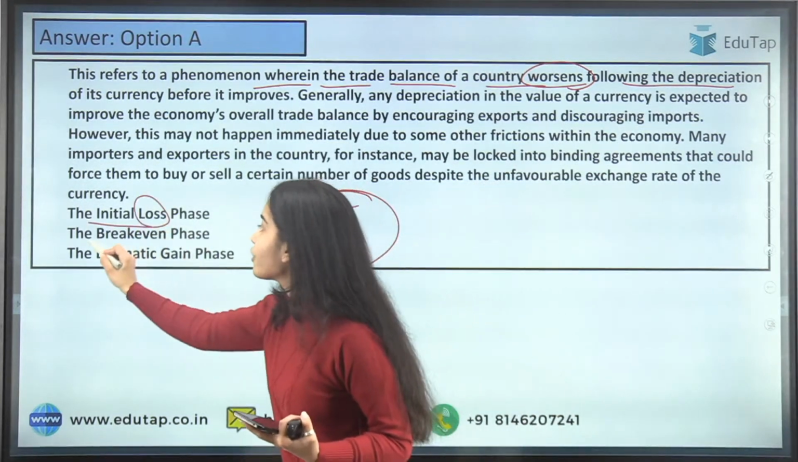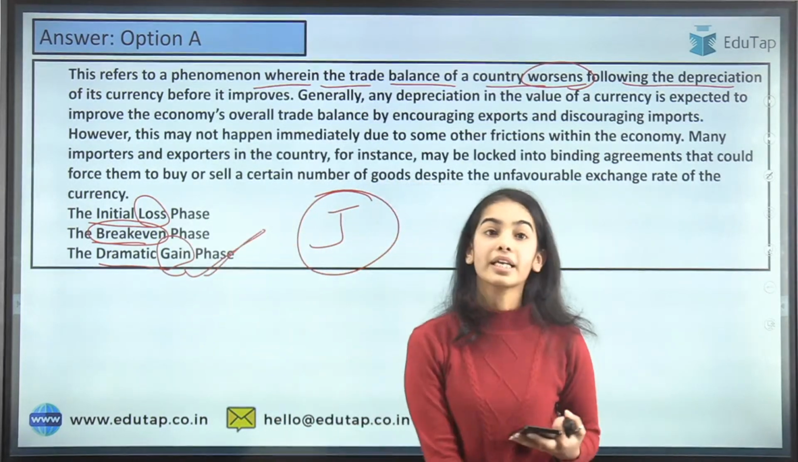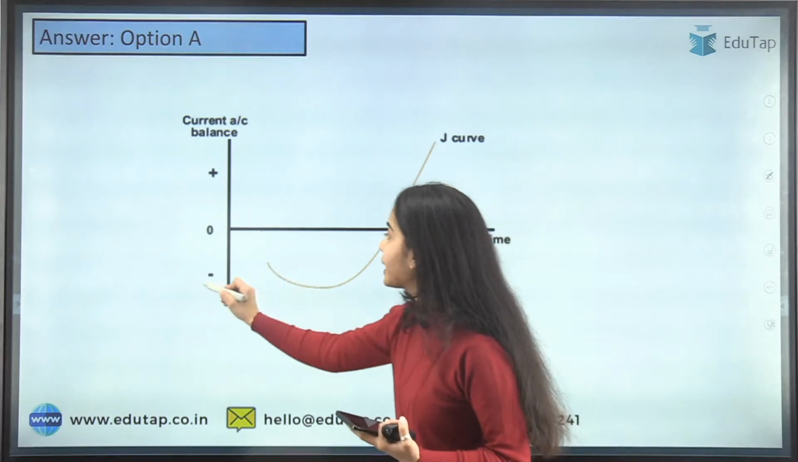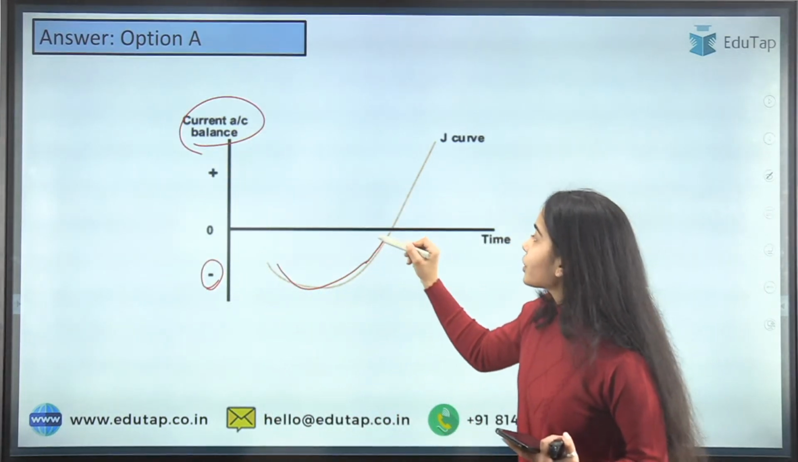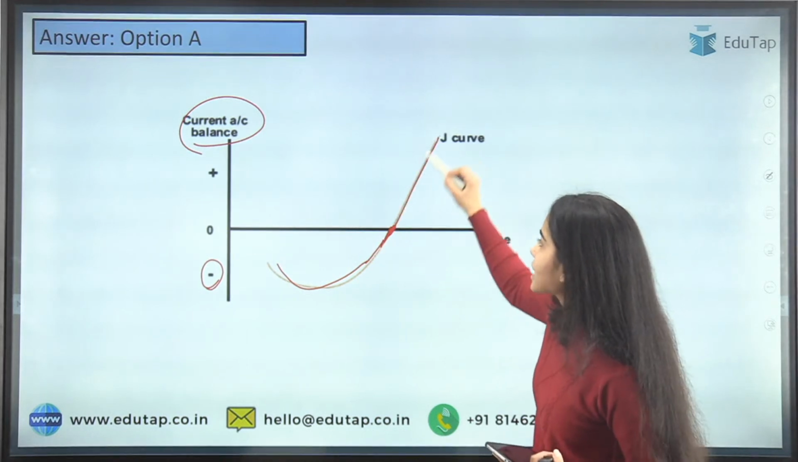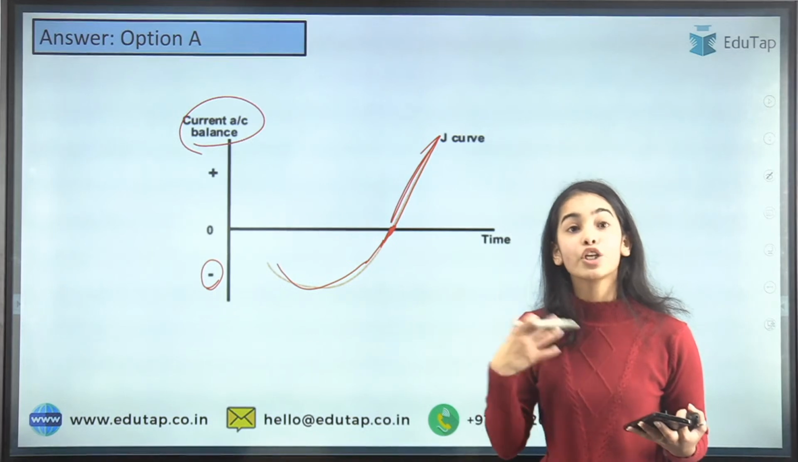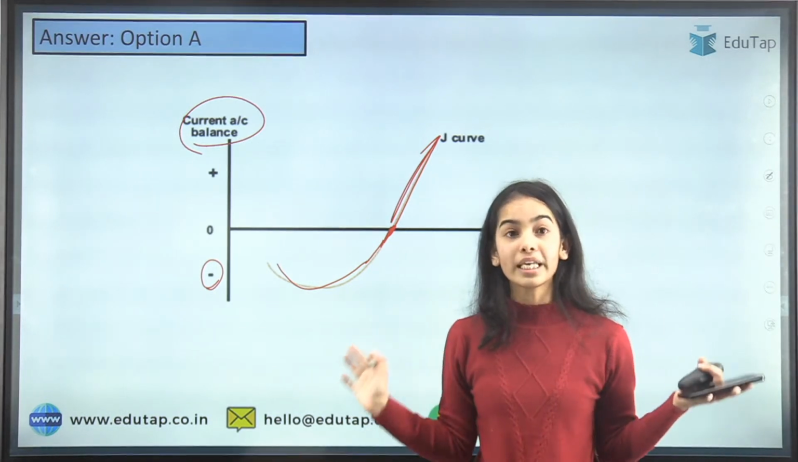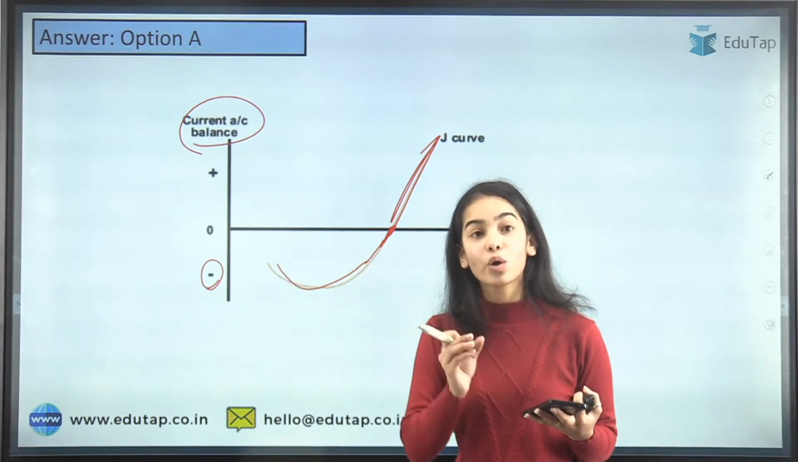Initial loss phase hota hai, फिर break even phase is there, after that there is a dramatic gain phase. So the current account balance will be negative in the start, and after a period of time, it will start becoming positive. So if you are doing something new now, it won't kick start in the start only. When you are growing a startup, that also takes time.